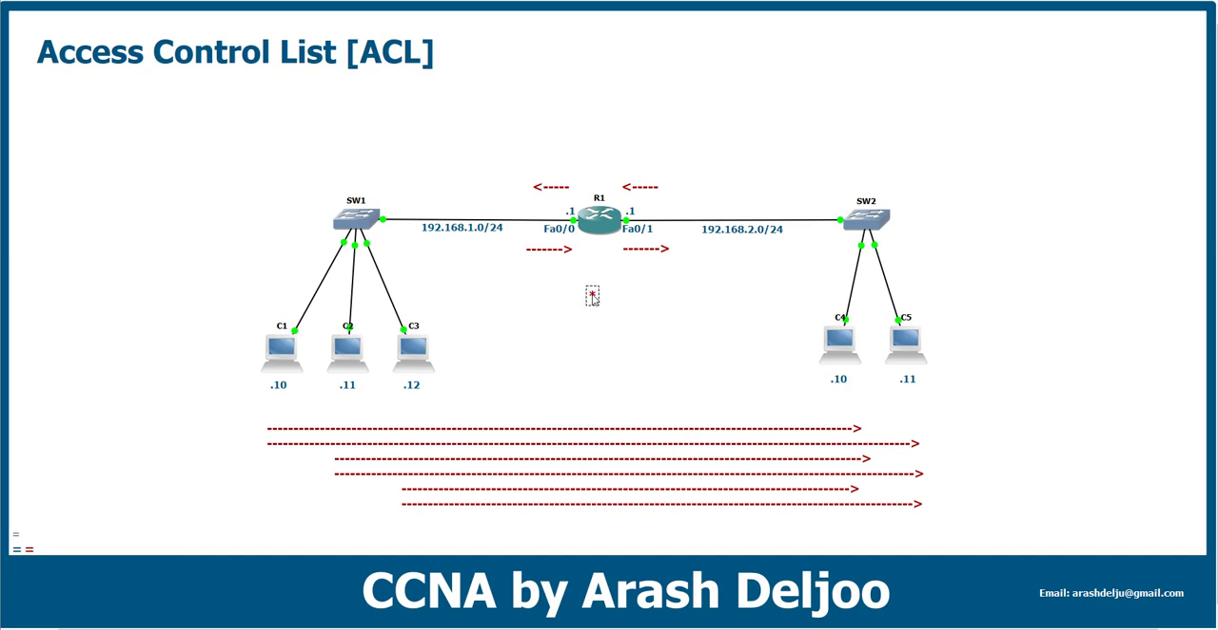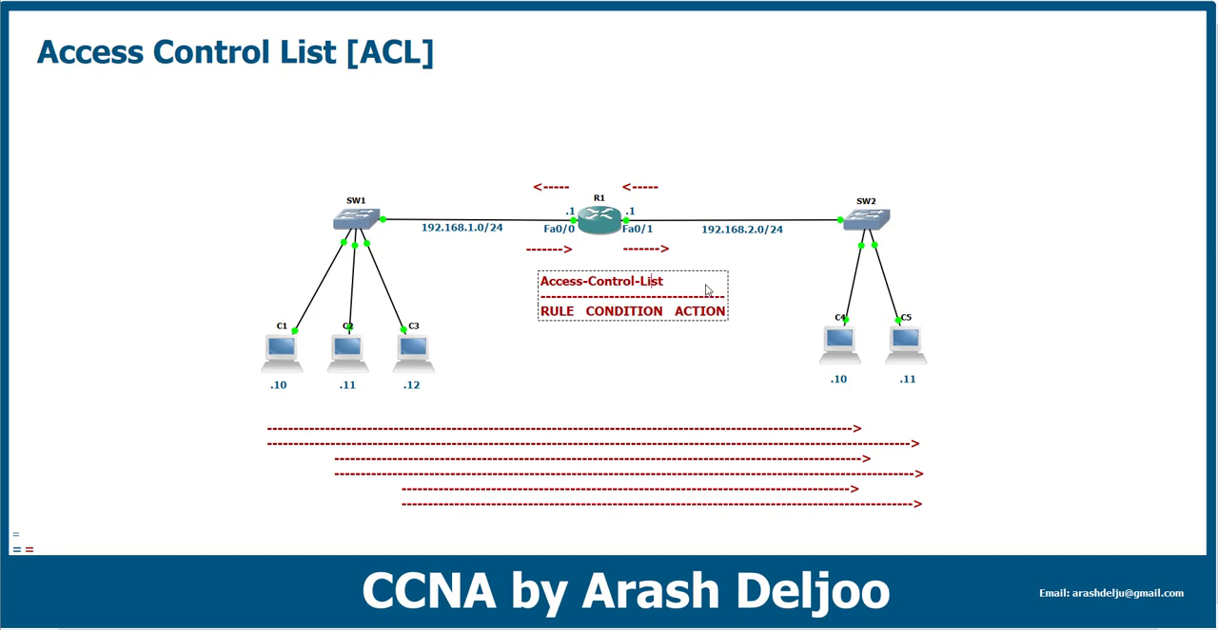ACL actually is a list. Let me show you one ACL. For example, we have an access control list, or ACL. In this ACL, you have some rules. Let me show you some of these rules. In each rule, for example rule 1, rule 2, rule 3, you have one condition and also one action. So easy. Or maybe more than one condition.